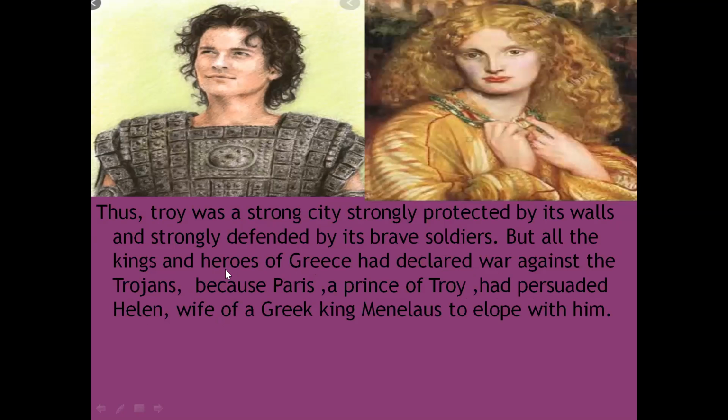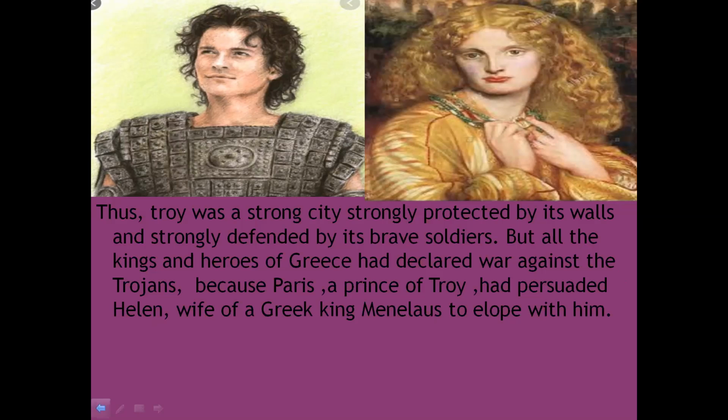But all the kings and heroes of Greece had declared war against the Trojans because Paris, a prince of Troy, had persuaded Helen, wife of a Greek king Menelaus, to elope with him. To elope means to run away. Okay, now we will see the explanation.